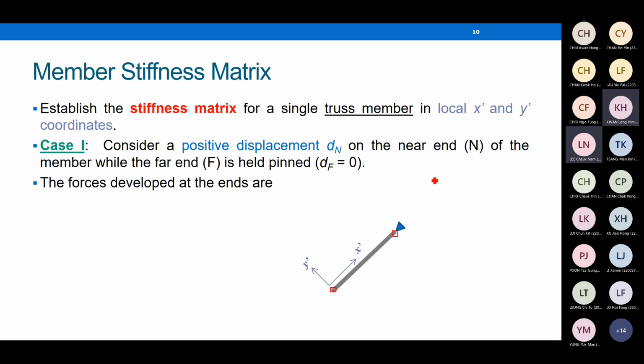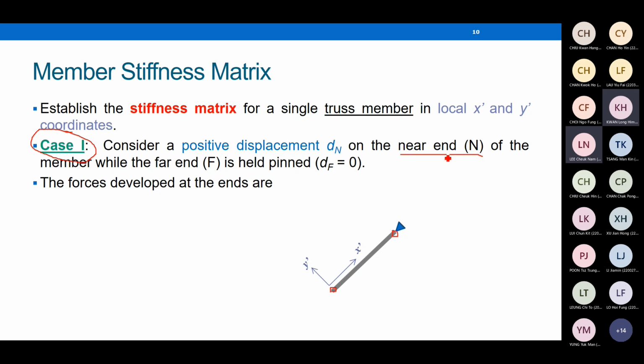As mentioned in the previous part, we have some possible movements at two nodes. To use superposition, we would like to break this problem into two scenarios. Scenario one. For scenario one, we just consider displacement at the near end node.